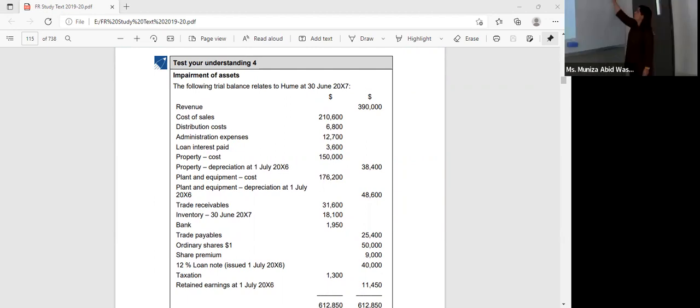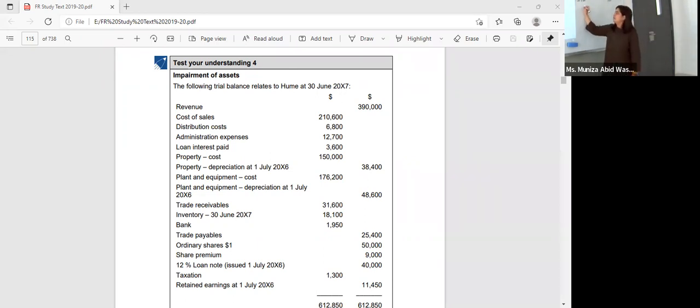390,000. We are going to make 2 columns, and in the outer column we are going to write our revenue. 390,000 is our revenue. Then they have given us cost of sales. Cost of sales is 210,600. We do deduct cost of sales from the revenue, so we are going to write cost of sales in the inner column. If there would be any kind of adjustments, we can do this. Then distribution costs are there.